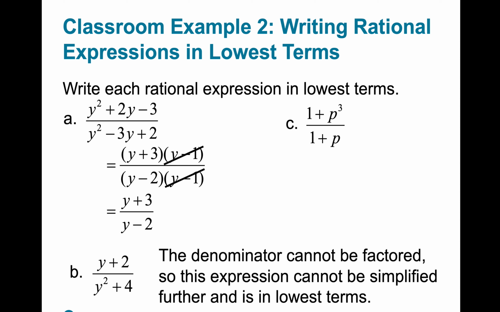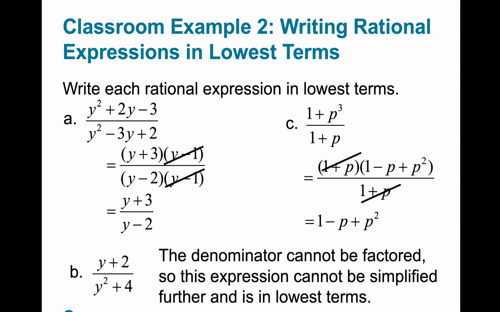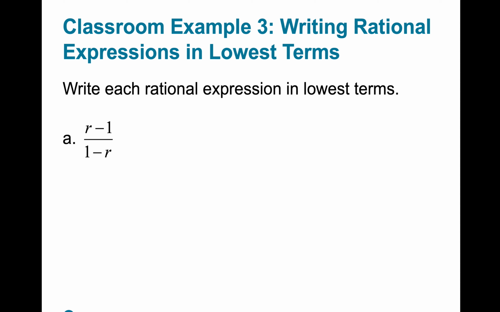If I have 1 plus p cubed over 1 plus p, that factors from last week on our sum of cubes, and then we're able to cancel the 1 plus p, and we actually wind up with something that's not even rational anymore, right? This is just a plain polynomial. So that can also happen in the lab.